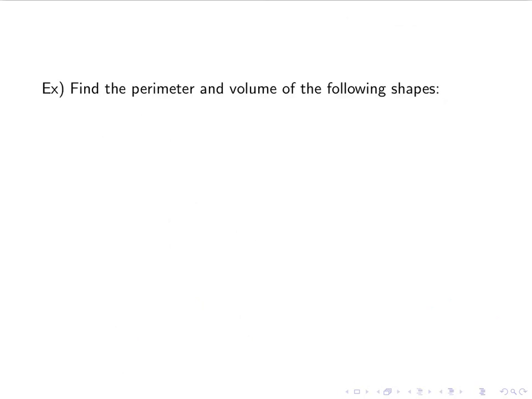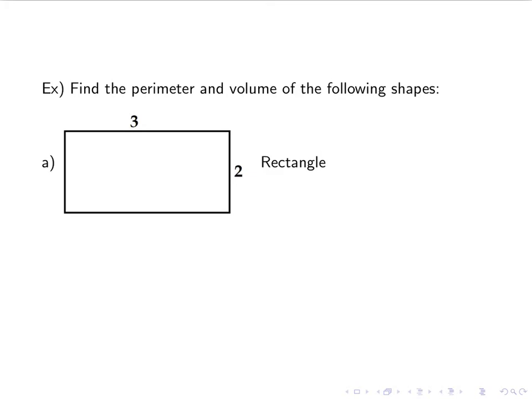Okay, so let's do some examples. Find the perimeter and volume of the following shapes. The first one we have is this, and the first thing we want to do is figure out what shape it is. Hopefully we can agree it's a rectangle. So we'll look at the formula for perimeter and area of a rectangle.